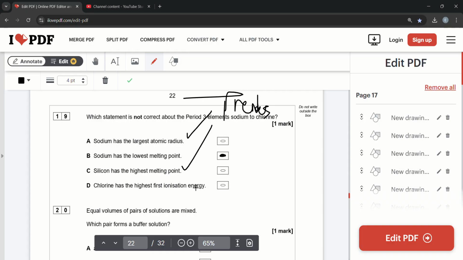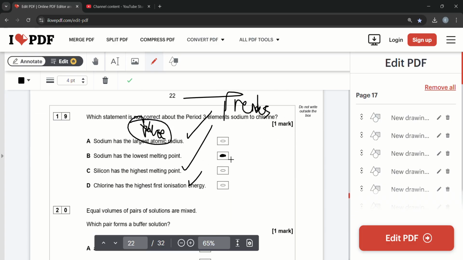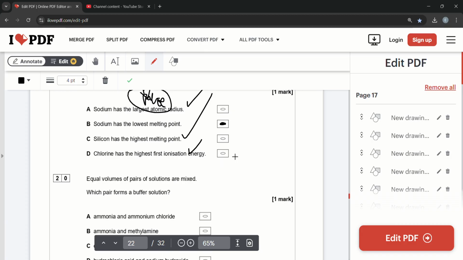Chlorine has the highest first ionization energy, that's correct. So the statement that is false, I like to really write false. I know it's the same thing, but sometimes you can get confused in time pressure. So the statement that's false is sodium has the lowest melting point.